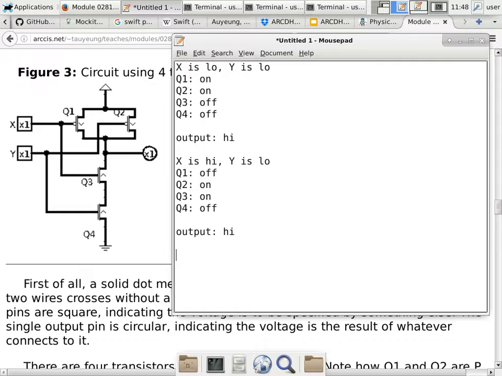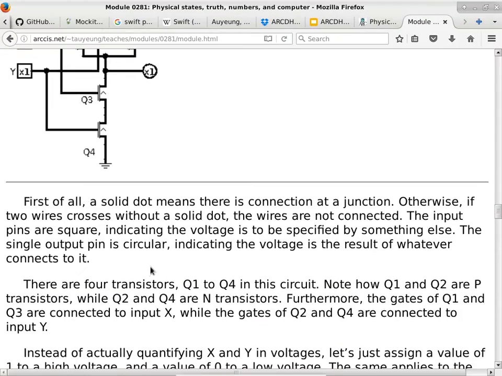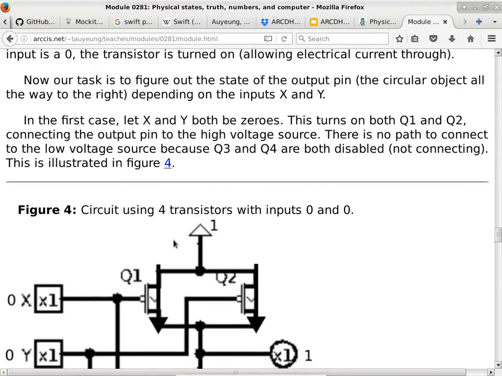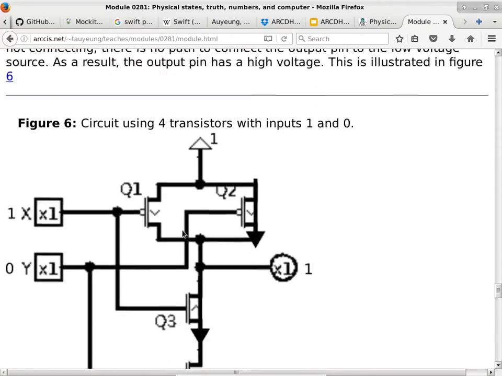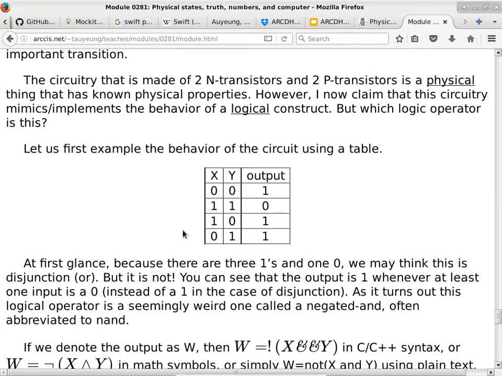But the bottom line is there are 4 possible ways to look at how the input X Y relates to the output pin. A 0 is a low voltage, a 1 is a high voltage. Instead of writing high and low, I just use 0s and 1s in this case. Is that okay? All right. Okay. So there are these 4 possible scenarios.